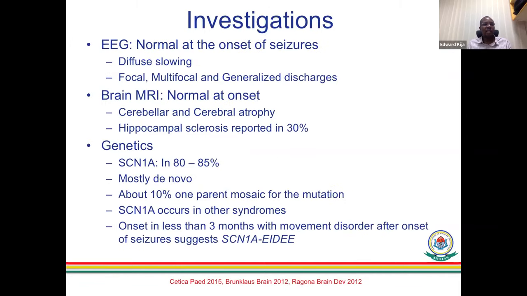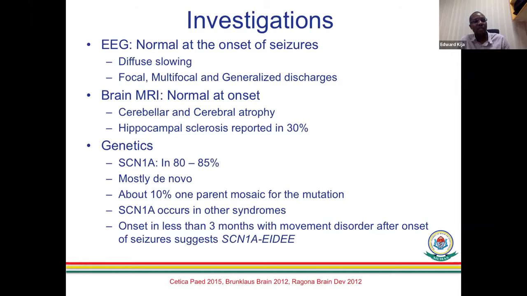When it comes to investigations, the EEG during the first year of life, when seizures begin, is usually normal, but subsequently they develop generalized slowing, and focal, multifocal or generalized epileptiform discharges start. The brain MRI is usually normal at the onset of seizures, but subsequently cerebellar and cerebral atrophy have been reported to develop. And in some patients, up to 30%, hippocampal sclerosis has been reported.